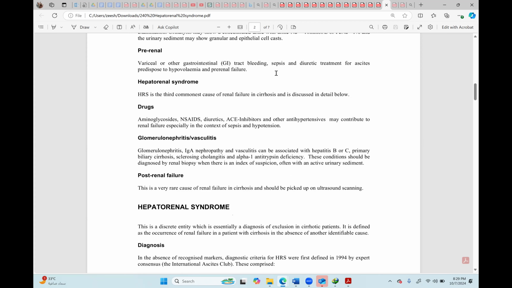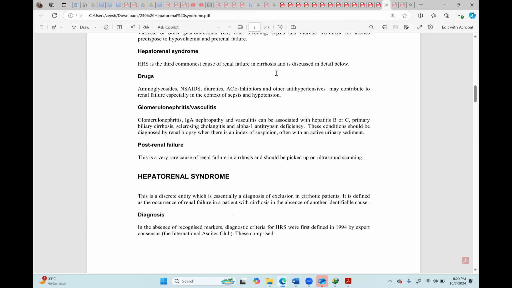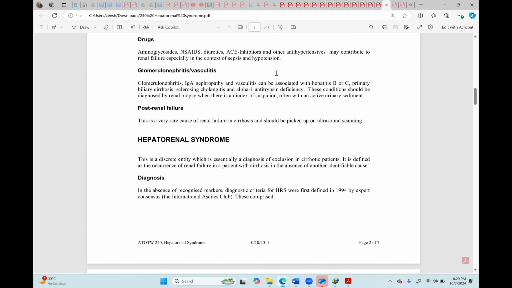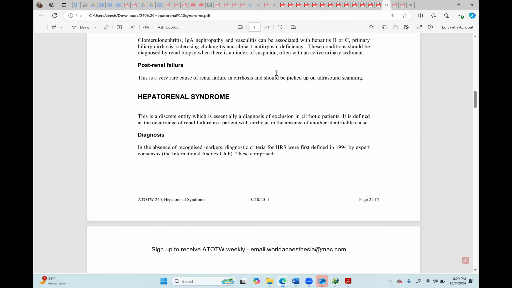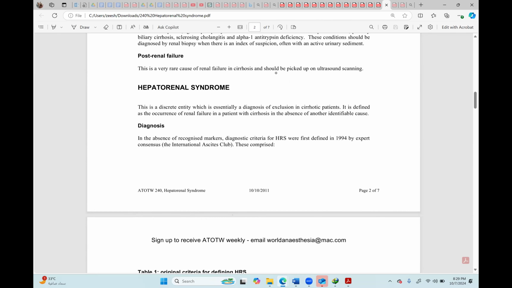There are certain renal toxic medications: aminoglycosides, NSAIDs, diuretics themselves, ACE inhibitors. There may be some glomerulonephritis, IgA nephropathy, vasculitis, and post-renal causes because of obstruction. Hepatorenal syndrome is a diagnosis of exclusion.